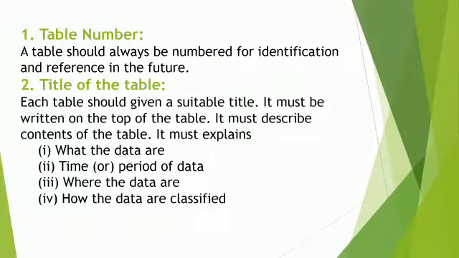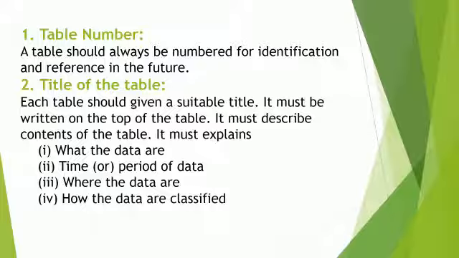Parts of tabulation. The first one is the table number. A table should be numbered for easy reference and further identification. This number, if possible, should be written in the center at the top of the table. Sometimes it is also written just before the title of the table.